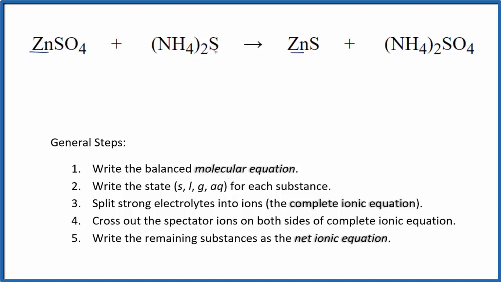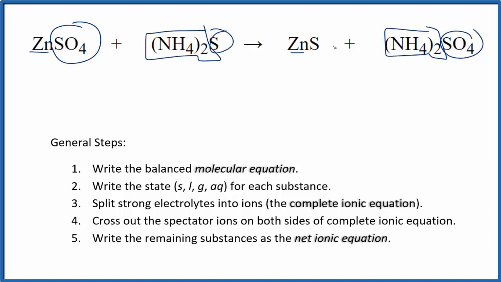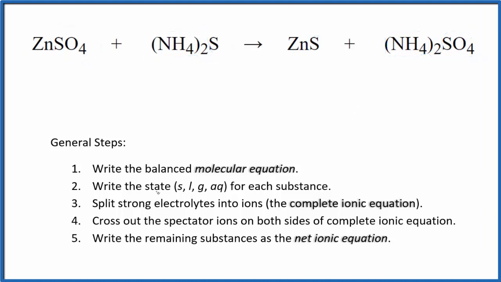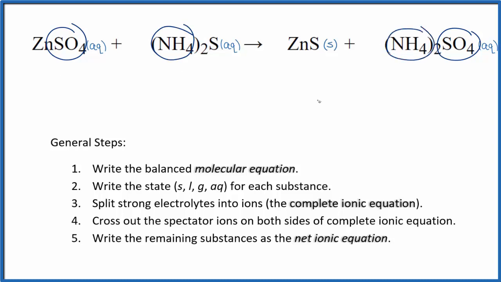We have a zinc, we have a sulfate here, two ammonium ions, and then we have a sulfide here and here. So it's already balanced. Next, we write the state for each substance. That looks like this. Compounds with sulfate, in general, they're very soluble. Compounds with the ammonium ion, also very soluble. So those three are soluble.